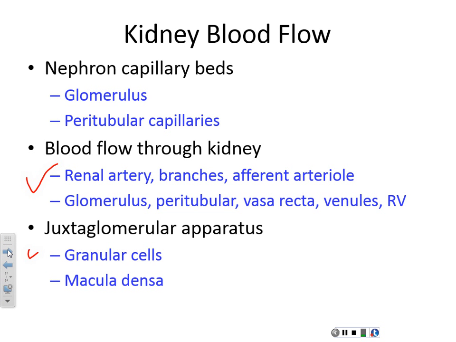And then we know the juxtaglomerular apparatus. Know which cells form it: granular cells, or sometimes called juxtaglomerular cells, on the afferent arteriole, and then the macula densa cells on the distal convoluted tubule. And these guys form renin, which is involved in the renin-angiotensin system.